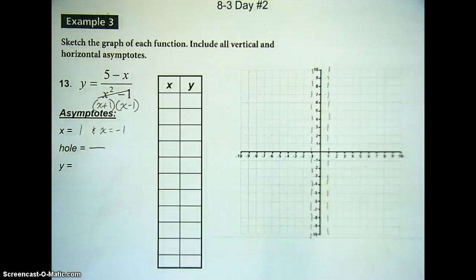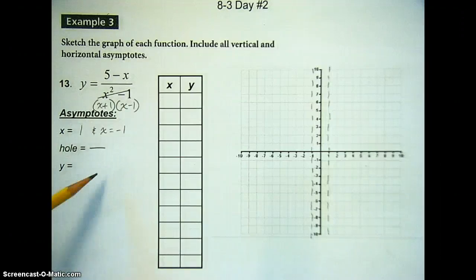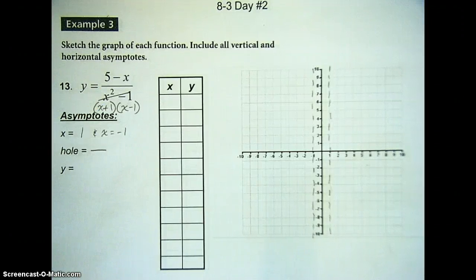Now, before we go any further into the table, how about the y asymptote? How many say 0? How many say it's at y equals 20? How many say y equals 5? Y equals 10? Y equals 1? I think it's going to be y equals 0. Okay, well let's figure out why that is, okay?